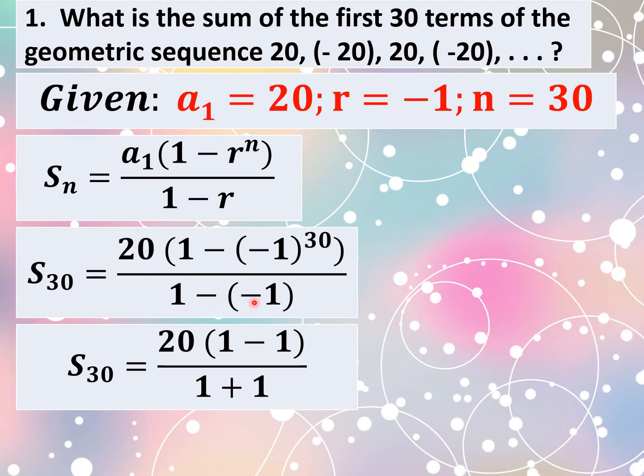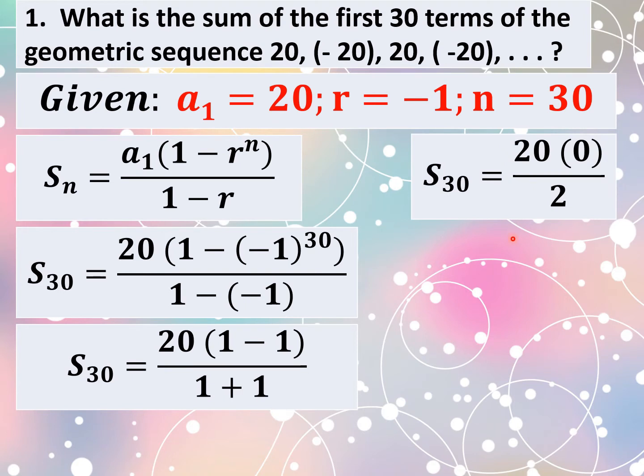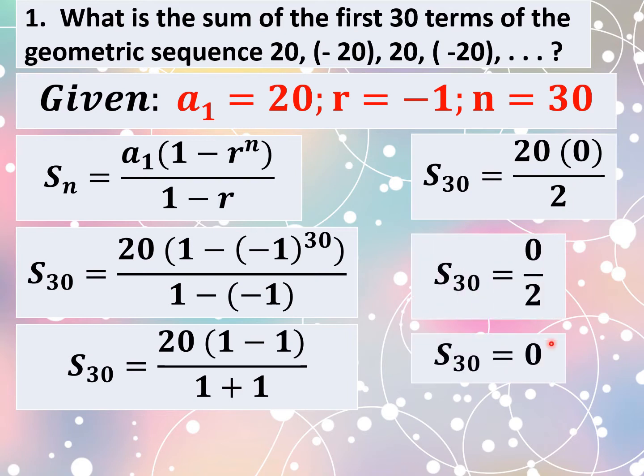Pero dito sa denominator, since we need to change the sign ng ating subtrahend at saka yung operation, magiging positive 'to parehas. Kaya magiging 1 plus 1. That is equal to 2. Pero dahil meron tayong 1 minus 1 is equal to 0 dun sa numerator, 20 times 0 is 0. And 0 over 2 is equal to 0. So, ibig sabihin, ang sum nung first 30 terms natin sa sequence na 'to ay 0.